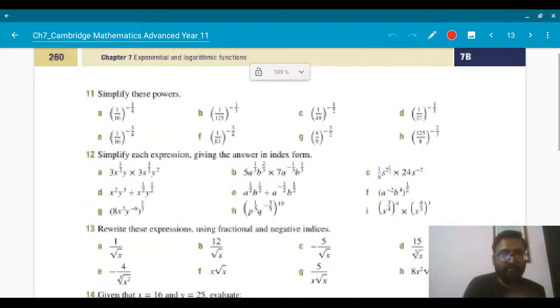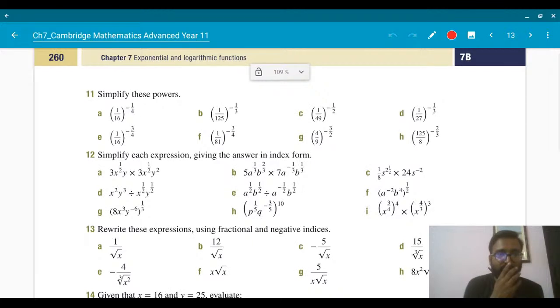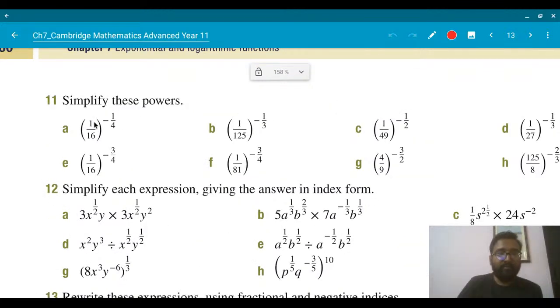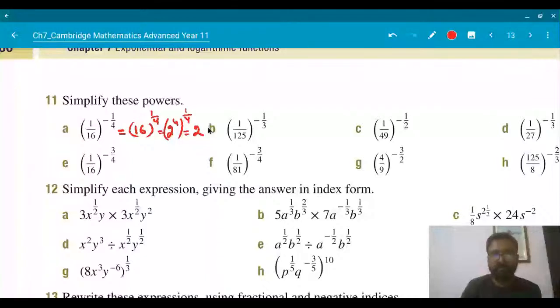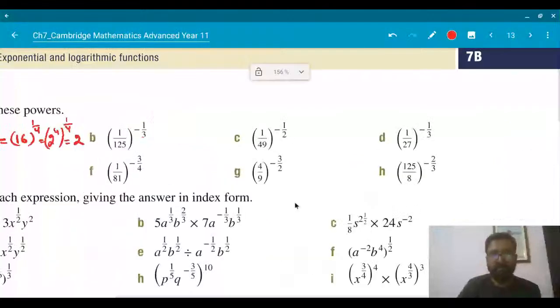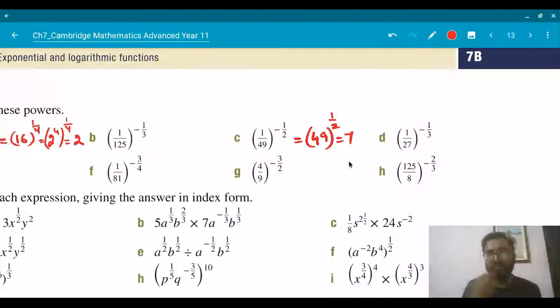Now how can we do this? These are the examples. It is 1 by 16 to a negative power, so this can be written as the reciprocal: 16 power 1 by 4. 16 is nothing but 2 power 4, and the whole power 1 by 4 becomes 2. Clear? And the next is 49: the reciprocal means 49 by 1, 49 power 1 by 2. It will be 7, since 7 squared is 49 and the 2s cancel.